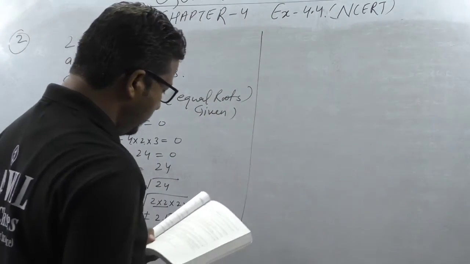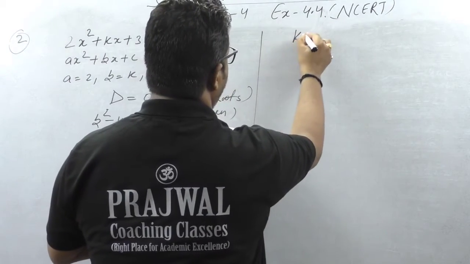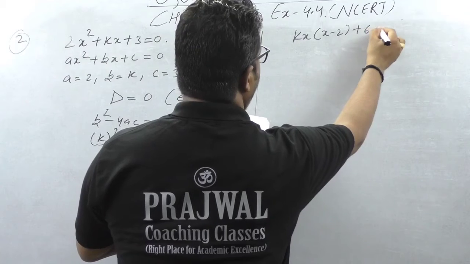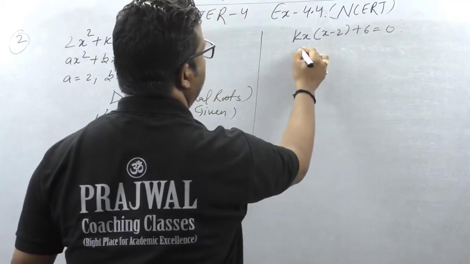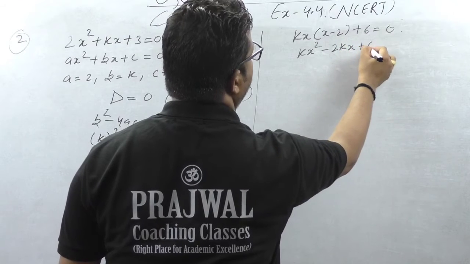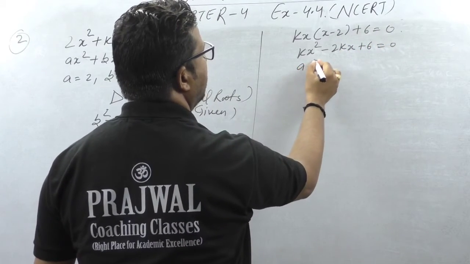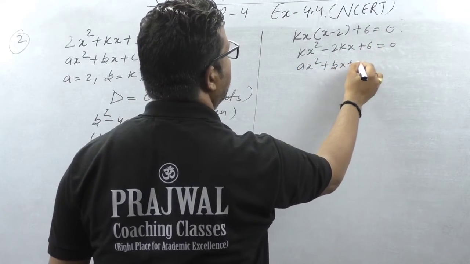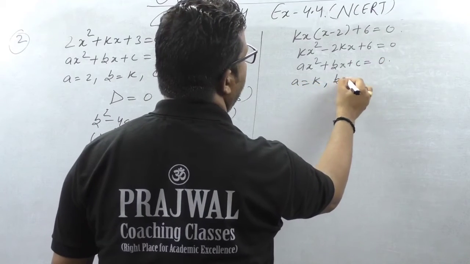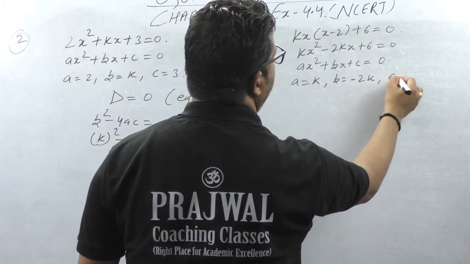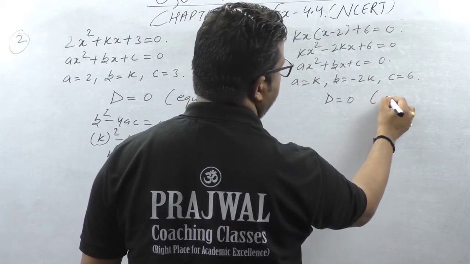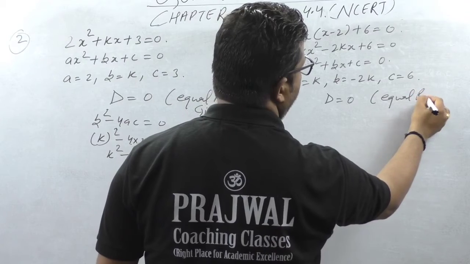Now the second part is given to you: kx into x minus 2 plus 6 equal to 0. If you multiply, it will be kx square minus 2kx plus 6 equal to 0. Now compare with ax square plus bx plus c equal to 0. A value is k, B value is minus 2k, and c value is 6. And now again we have to apply D equal to 0, equal roots, as given in the question.